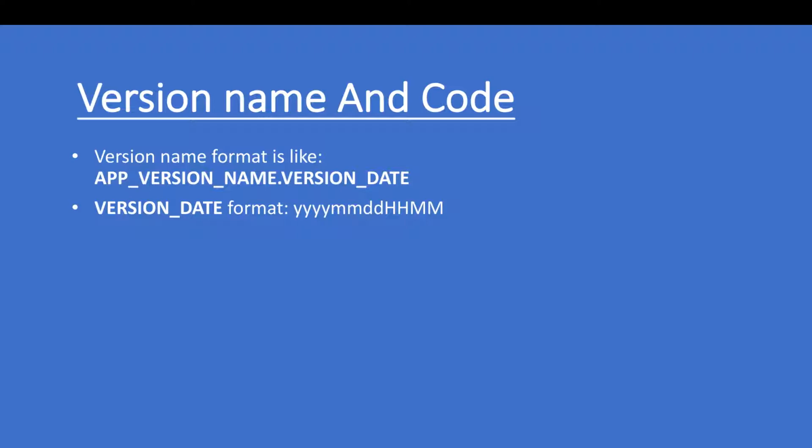Version_date will be calculated at runtime. Year, month, date, hour, minute, exactly in this format. Our version code format is app_version_code. We'll just add 1 to the default value for our current build. When you release your application and want to upgrade again, just update the default value in the dashboard, no code change.